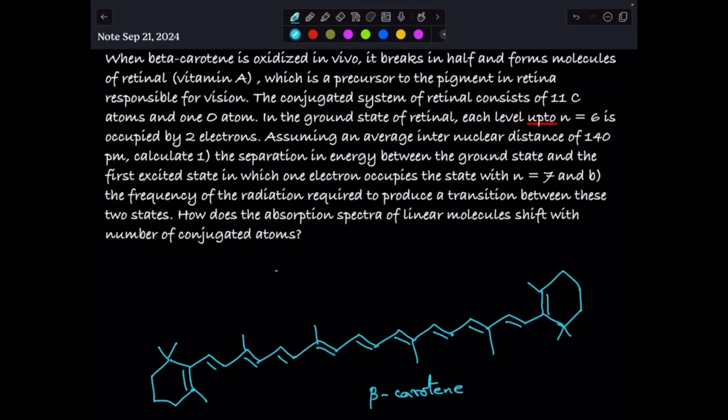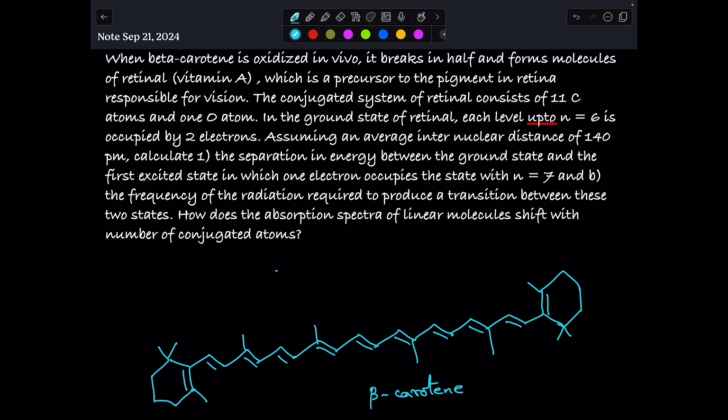When beta-carotene is oxidized in vivo, it breaks in half and forms molecules of retinal, vitamin A, which is a precursor to the pigment in retina responsible for vision. The conjugated system of retinal consists of 11 carbon atoms and 1 oxygen atom. In the ground state of retinal, each level up to n equals 6 is occupied by 2 electrons.